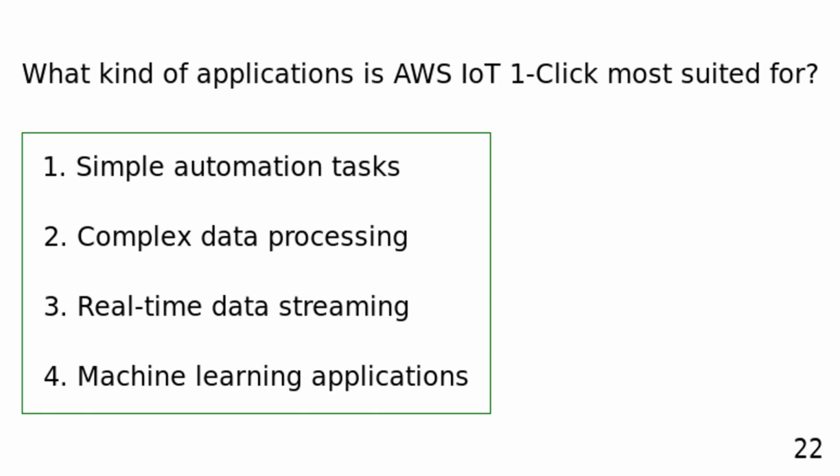What kind of applications is AWS IoT one-click most suited for? Simple automation tasks. Complex data processing. Real-time data streaming. Machine learning applications.